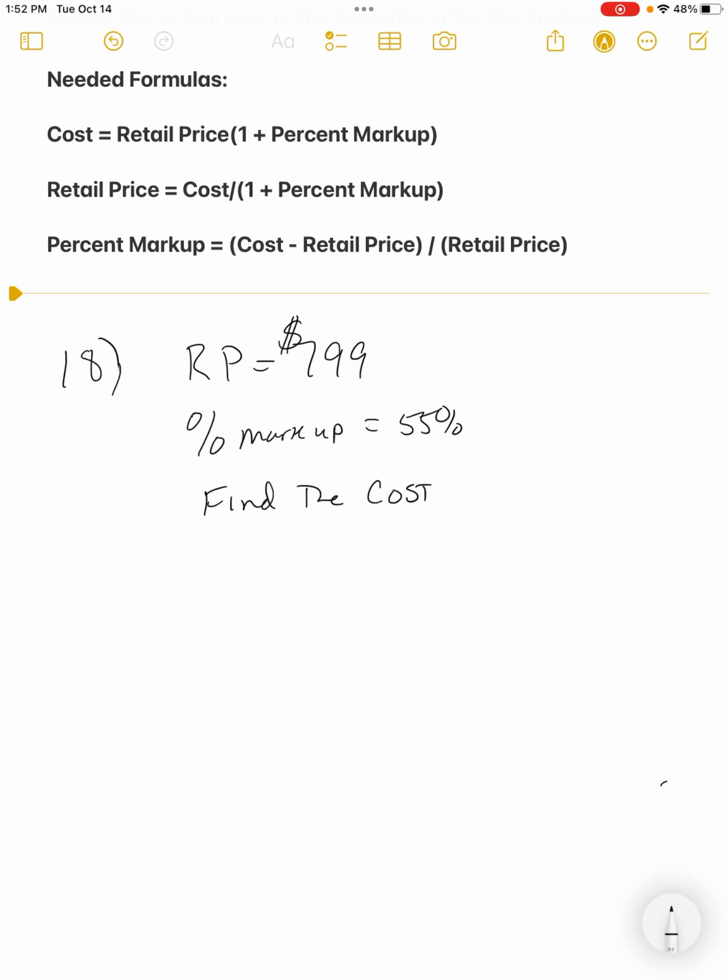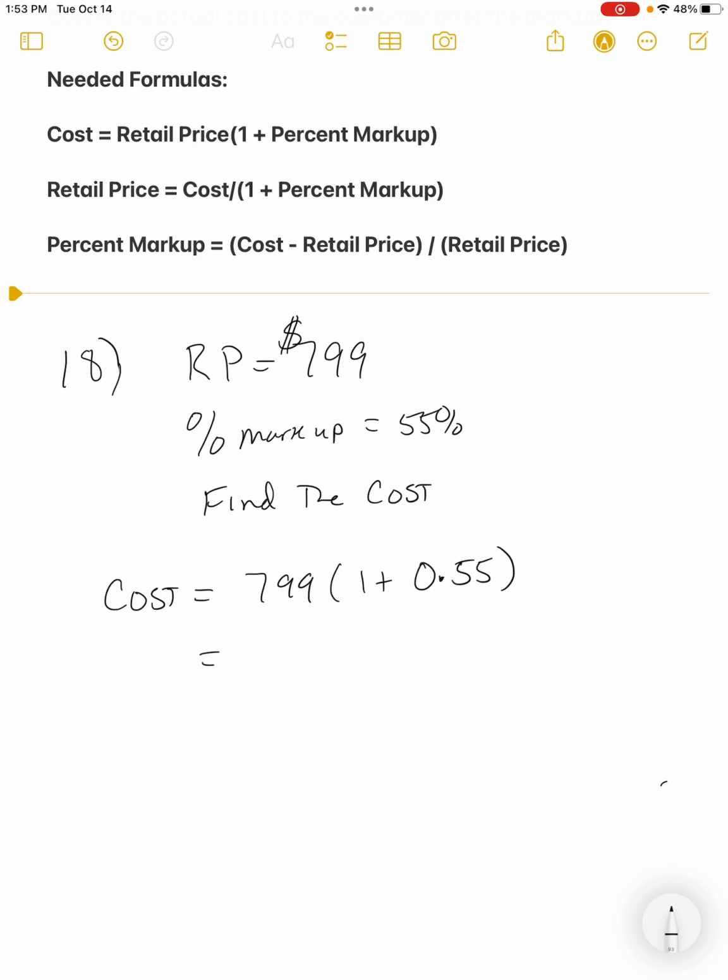As we go to find that first formula, we have cost is equal to the retail price. The retail price is $7.99. The percent markup is 55%. So we know that goes in as a 0.55, and we run the number. We're expecting that our cost is higher.